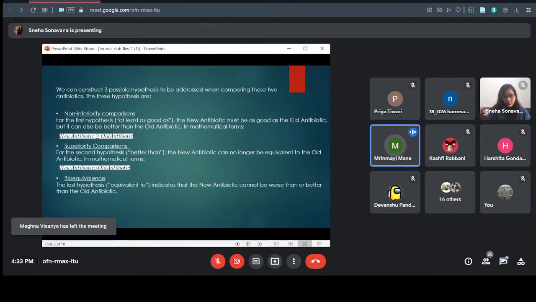To understand non-inferiority trial a little better, let's take an example. Suppose there is a trial designed to compare the effectiveness of a new antibiotic with the existing antibiotic. To compare these two antibiotics, we can construct three possible hypotheses. For the first hypothesis, the new antibiotic must be at least as good as the existing one, which means it must be as good as the existing one, but it can also be better. In mathematical terms, the effectiveness of the new antibiotic is greater than or equal to the effectiveness of the old antibiotic, which means the new treatment is not inferior to the existing one.